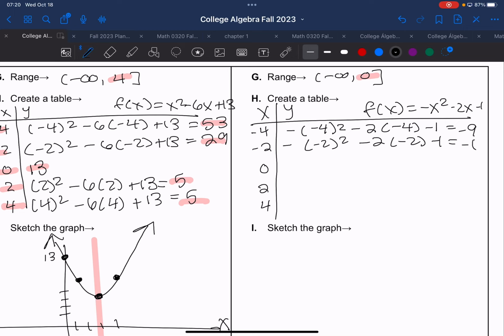Everyone get the same? We already found the 0 one. When we plugged in 0, we got what? Negative 1. Yes. I'm going to plug in my 2 now. So I'm going to get negative 4, negative 4, negative 8, negative 9. And then I'm plugging in my 4.